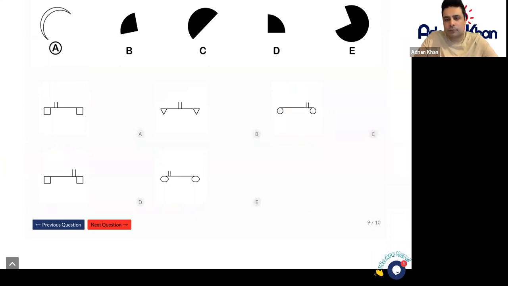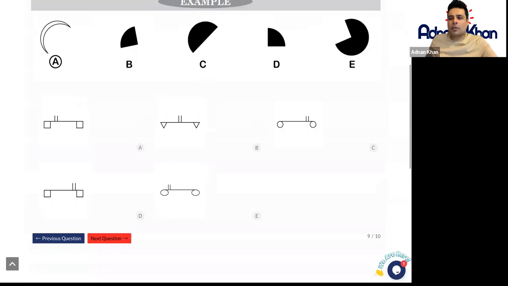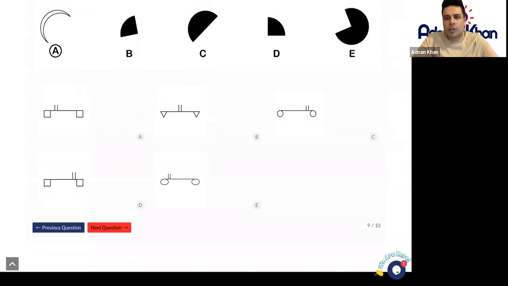With question number 9, here all the other figures have the line passing through the longer part of the shape. So which one will be the odd one out in this case? What do you think? Let's go to Hisham for this one.